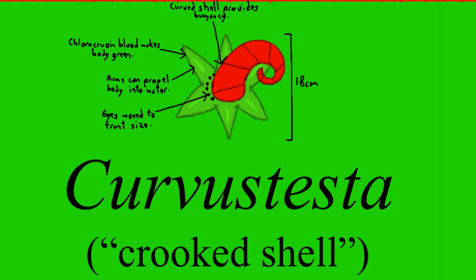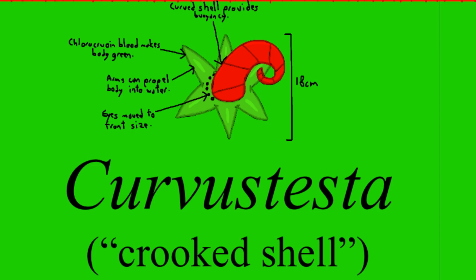Of course, other clades were making their first strides towards entering pelagic niches. One such would be the Curvus testa, a derivative of the Conica testa that appeared just 5 million years after the initial Conica testa clade.